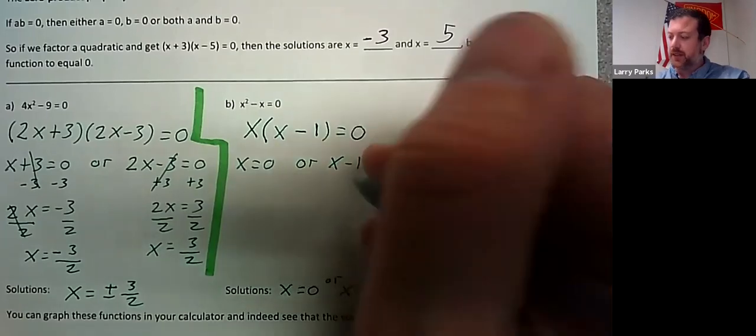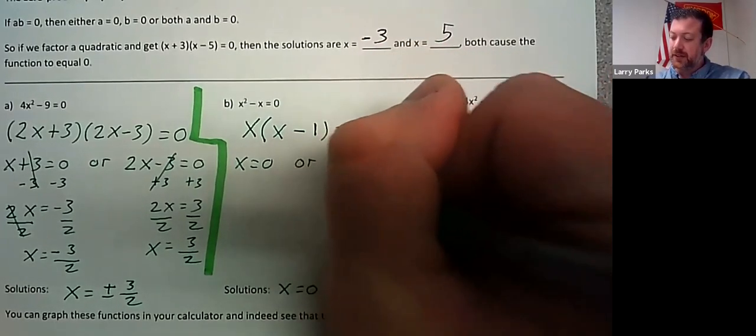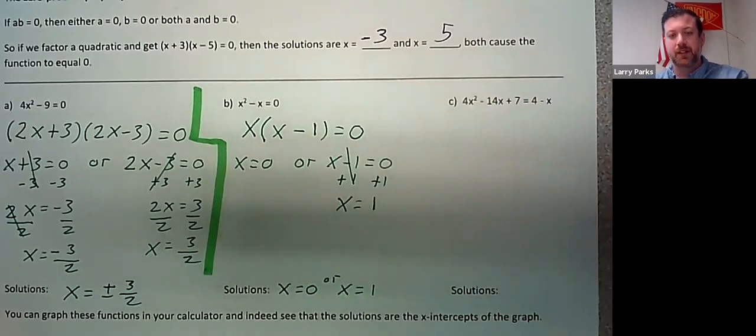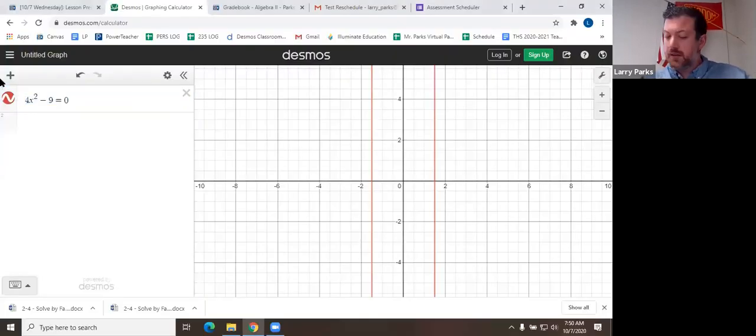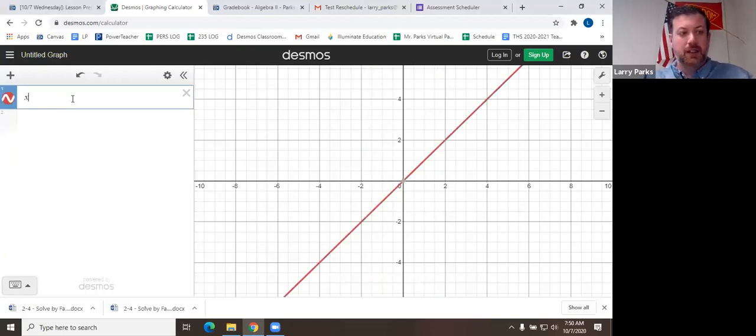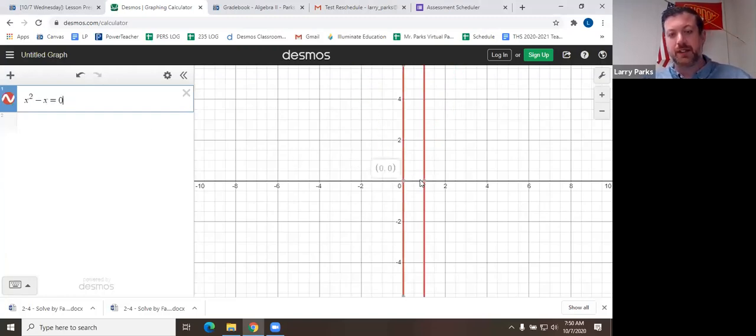To show my work, I could add 1 to both sides, and you get x equals 0 plus 1, 1. So that means if I were to go graph this, they cross at 0 and 1. X squared minus x equals 0. Crosses at 0 and 1.